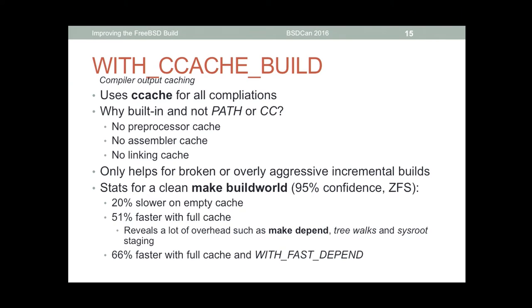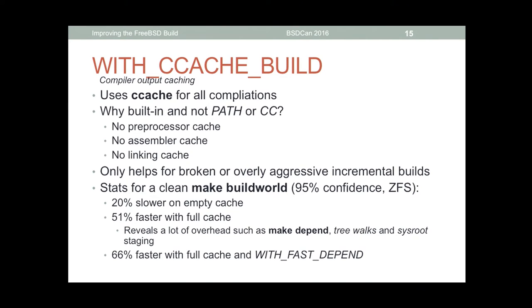So why do we need this in the build as opposed to just setting ccache in CC or PATH, as has been recommended before? Ccache doesn't cache any of the preprocessor files. It doesn't cache assembled files, and it doesn't cache linked files. So calling ccache for all of those parts of the build is just a waste of time. It takes the stats lock on its cache, updates the stats. It's just doing things it doesn't need to do. So with the ccache build feature, ccache is just skipped for areas it's not needed.